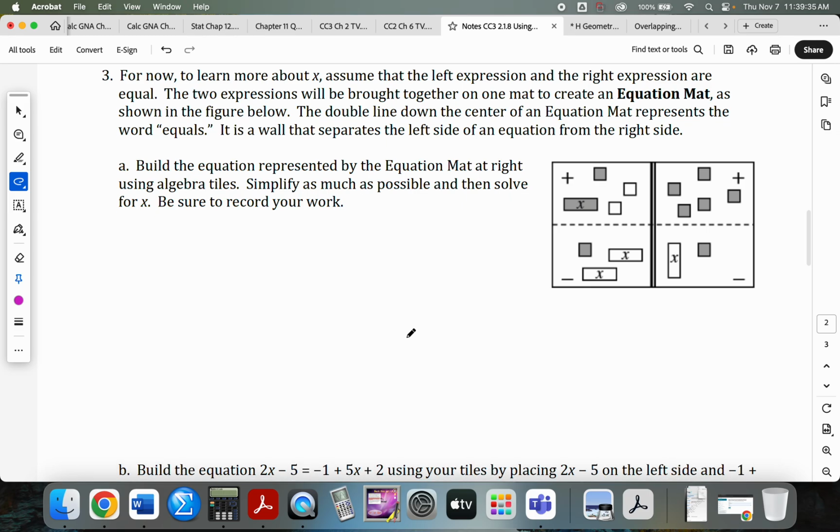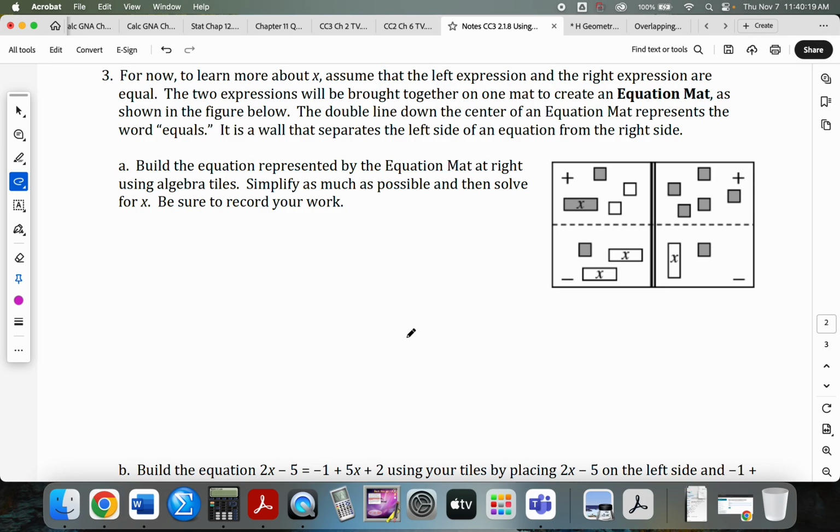So for now, to learn more about x, assume that the left expression and the right expression are equal. The two expressions will be brought together on one mat to create an expression mat. If you'll all turn your mats over to the blue side, that's called an equation mat. The double line in the middle, think of it as a really long, tilted up and down equal sign. That's why they did it that way. It's to remind you that those two sides are supposed to be equal.